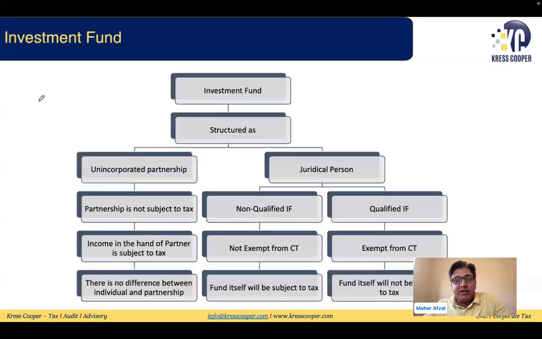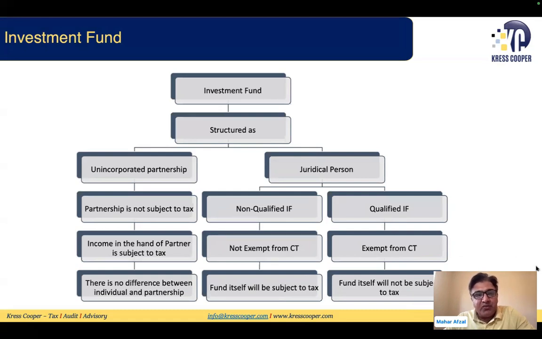So let me just summarize it. Basically, investment funds can be structured as an unincorporated partnership, or as a legal person or juridical person. If the investment fund is structured as an unincorporated partnership, we know the partnership is not subject to tax. Income in the hands of the partners will be subject to tax unless the partners apply to the FTA asking that the unincorporated partnership be treated as a taxable person, and the FTA approves. Till that time, the unincorporated partnership will not be subject to tax. Its income will be subject to tax in the hands of the partners, and as per law, there is no difference between individuals and an unincorporated partnership.